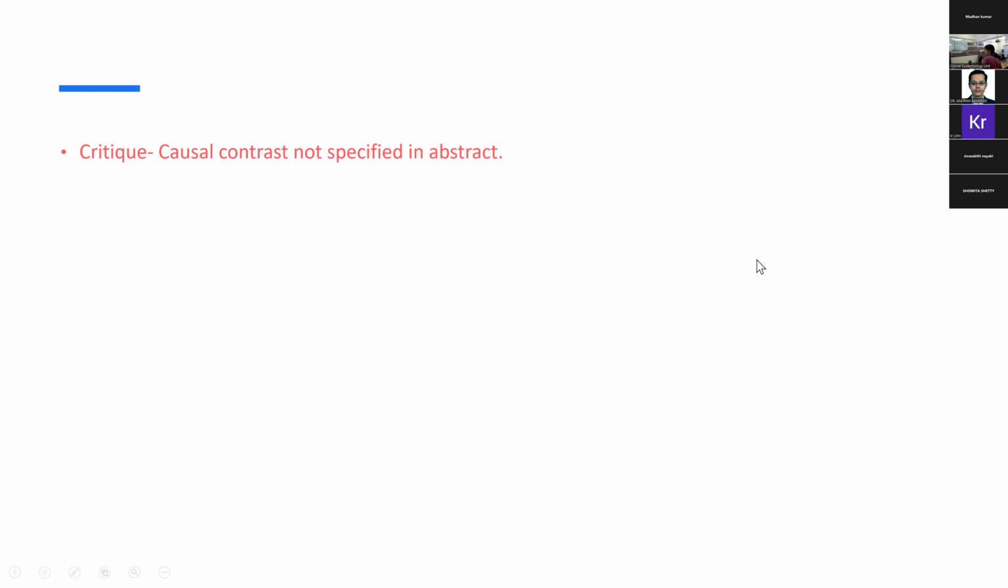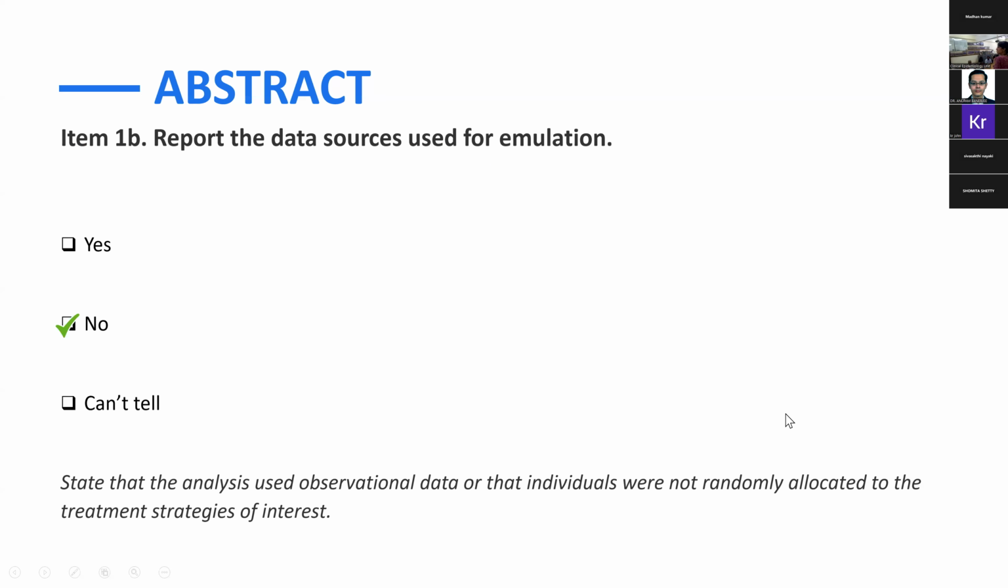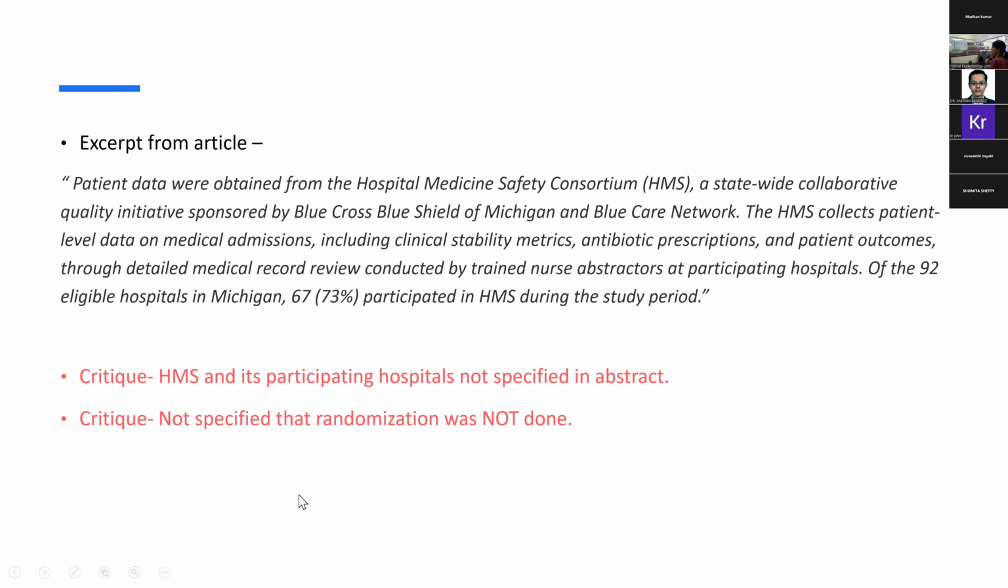One critique I have at this point is the causal contrast. They are supposed to mention whether they are doing ITT or per protocol, and this was not mentioned in the abstract. They mentioned it later. Now the next thing is to report the data sources used for emulation: state that the analysis used observational data and that individuals were not randomly allocated to the treatment strategies of interest.